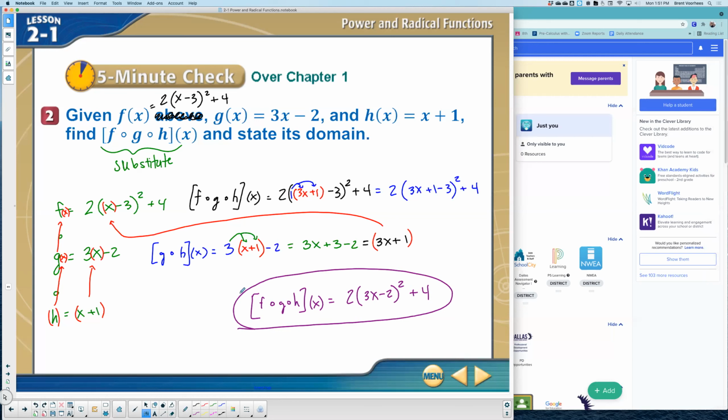Talk to me about the domain. This is called a composition. This is that third topic I said that you need to know. Composition means to substitute. That's what they call that. But let's now talk about domain. What do you assume the domain is? Would you still say it's all real numbers after looking at the equation? You see any division? You see any square roots? Guess what? It's all reals. Domain is all reals. Or you could say from negative infinity to positive infinity.